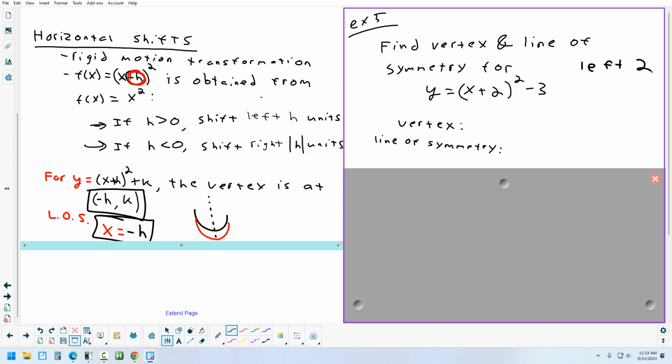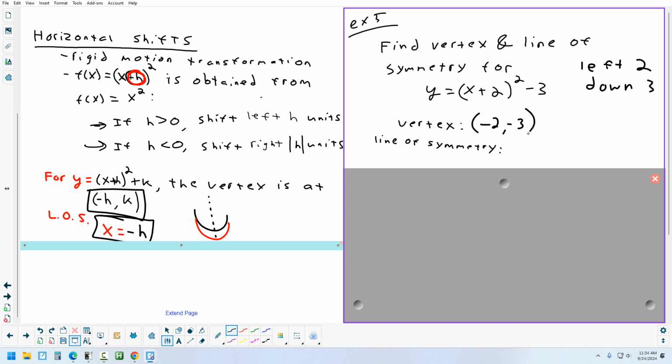Yeah. Down 3. Now think about what would happen to the vertex. If it was at the origin and the vertex went left 2, down 3, what would be the coordinates, left 2, down 3 from (0, 0)? Yeah, -2, -3. That's your new vertex. Left 2, down 3.